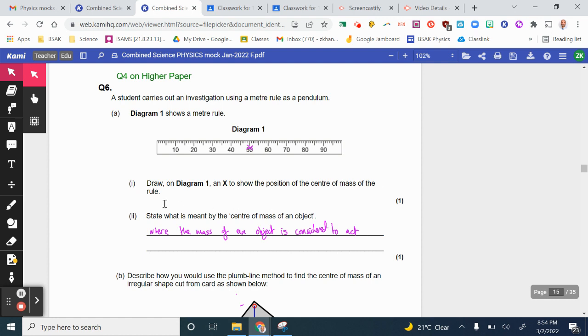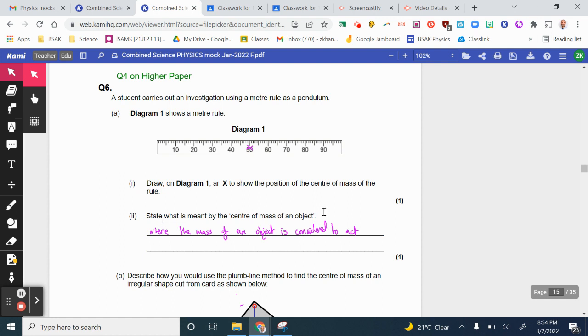rule. Okay, so here, because we are looking at a ruler which is uniform, equally distributed mass, the center of mass is going to be located smack bang in the middle at the 50 centimeter mark. So I've put a cross right there.